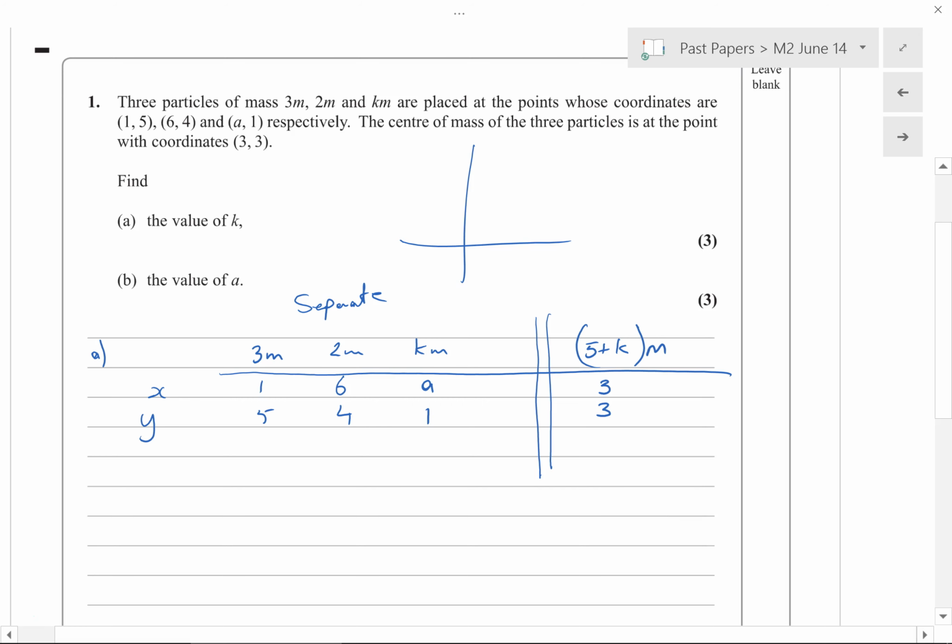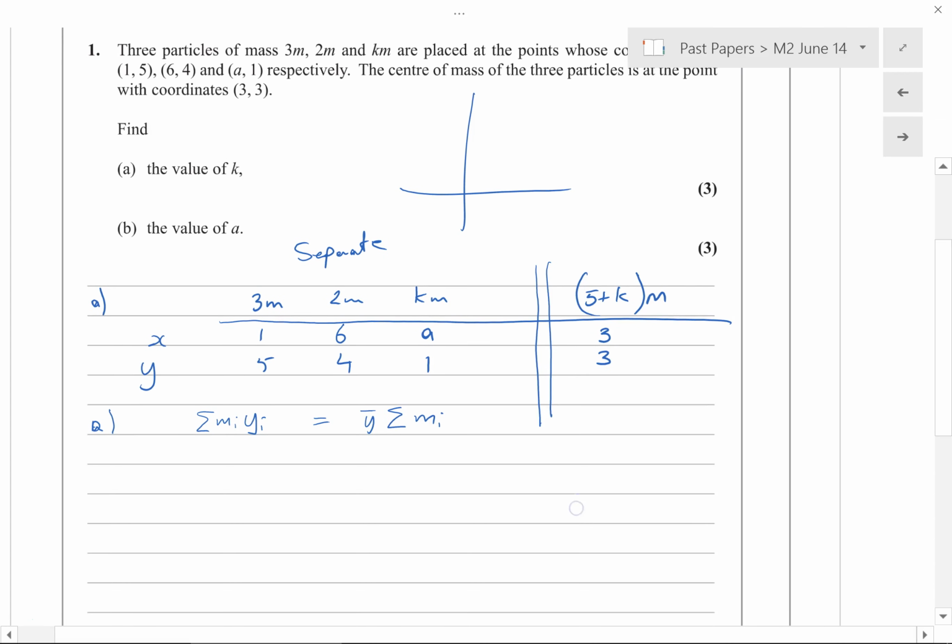Now the first bit is to work out k. If I take moments for a, I'm going to have 2 unknowns. So if I use sigma mi yi equals y bar sigma mi, in other words, this times this plus this times this plus this times this equals this times this, then that will work out k straight away. And when I know k, I'll be able to work out a for part b.